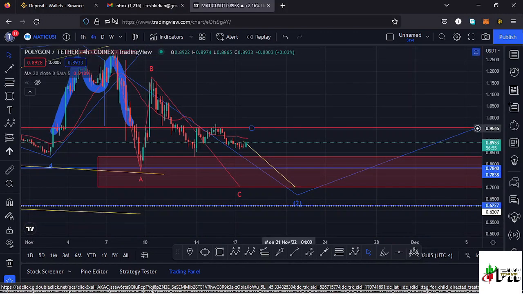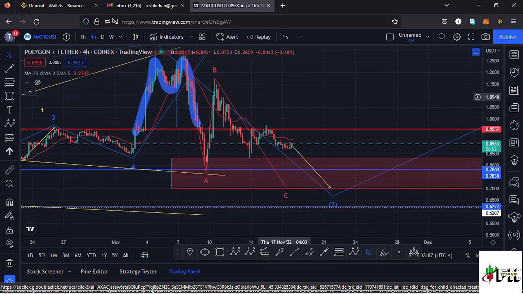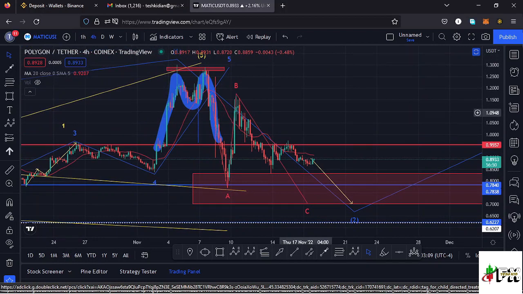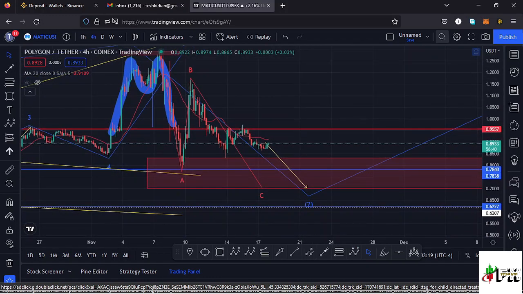And that is my primary scenario here on the Polygon Matic chart, that the low for that higher Elliott wave count 2 is not yet in, and we should expect lower prices in the formation of that higher Elliott wave count 2 before we continue pushing higher in the formation of that higher Elliott wave count 3.